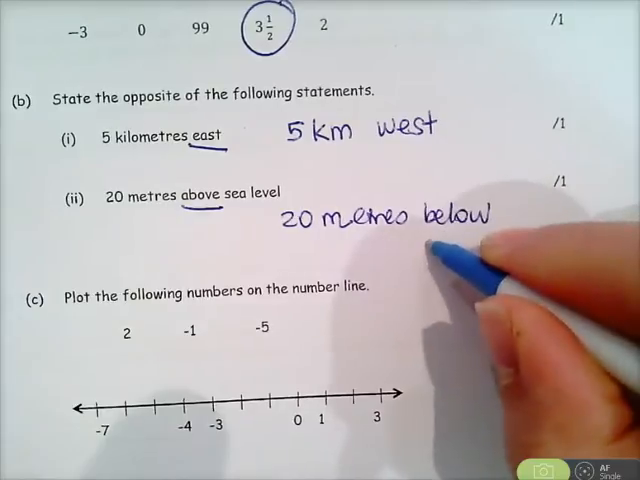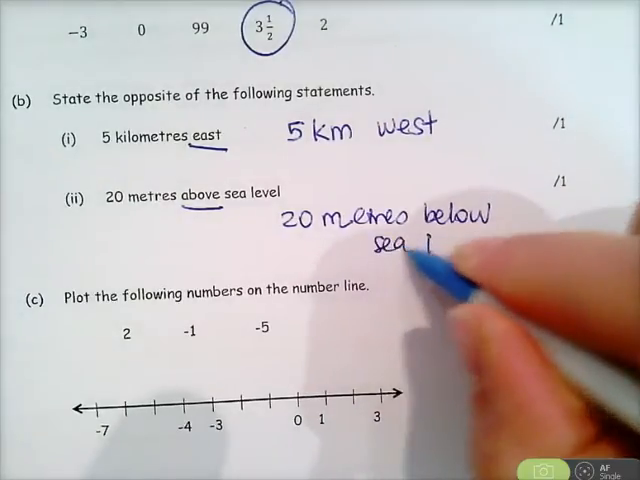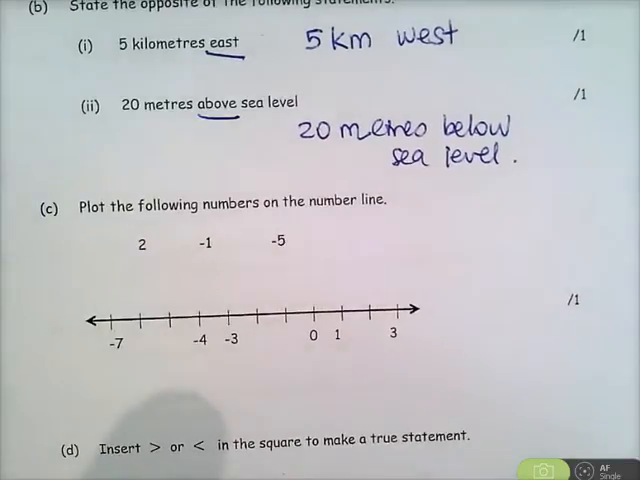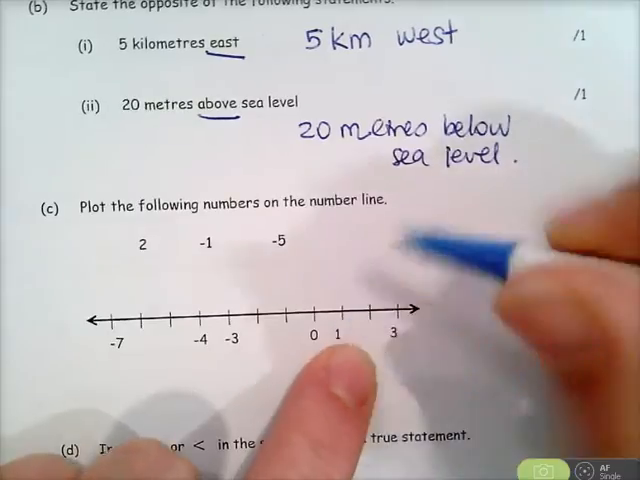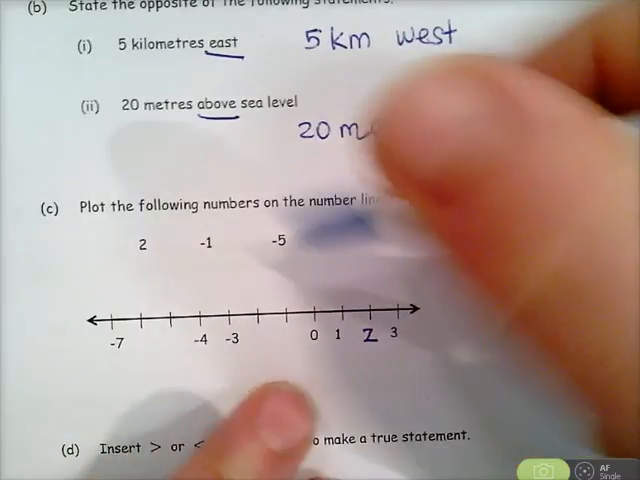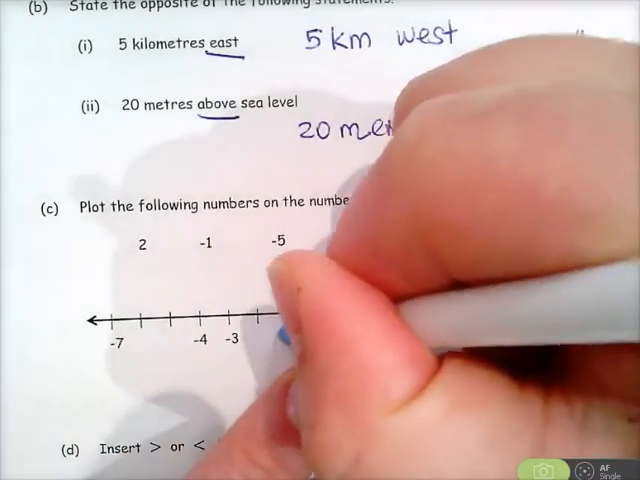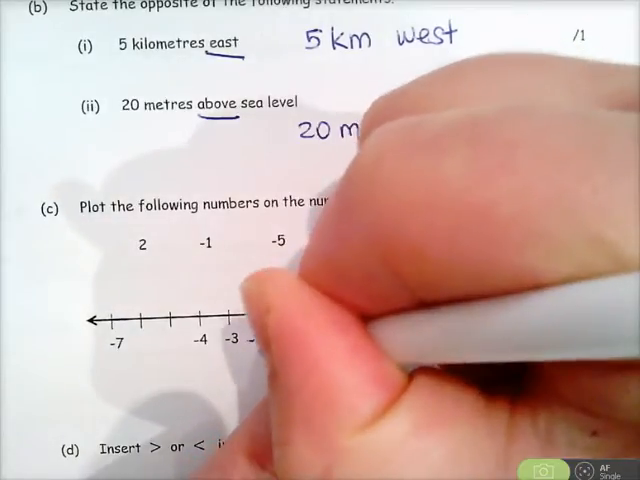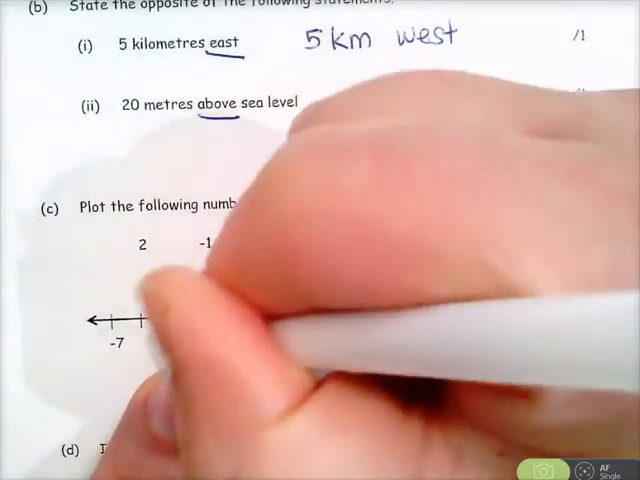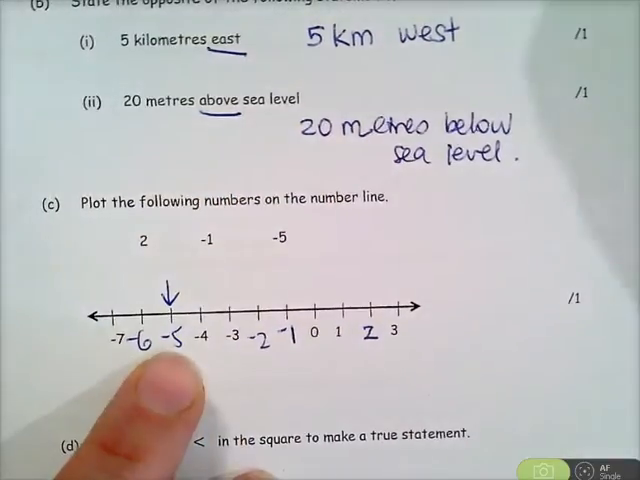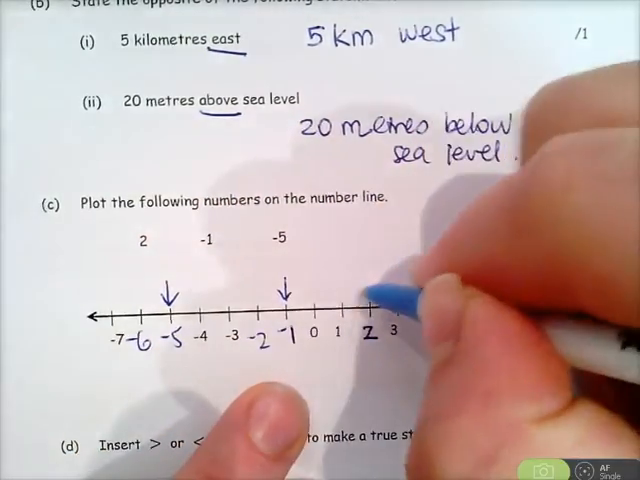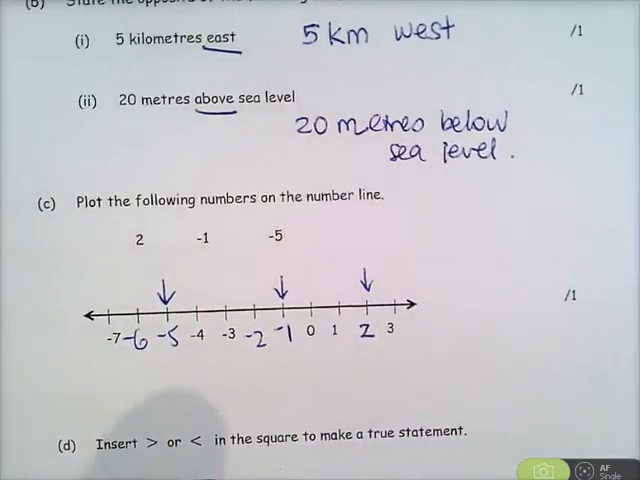It would be 20 meters below sea level. Okay, putting these numbers in on the number line. So if we've got 1 here, we've obviously got 2 here. And going backwards, I've got 0. This would be -1. That would be -2, -3, -4, -5, -6. So the numbers that you would have to put in were -5, -1, and 2.